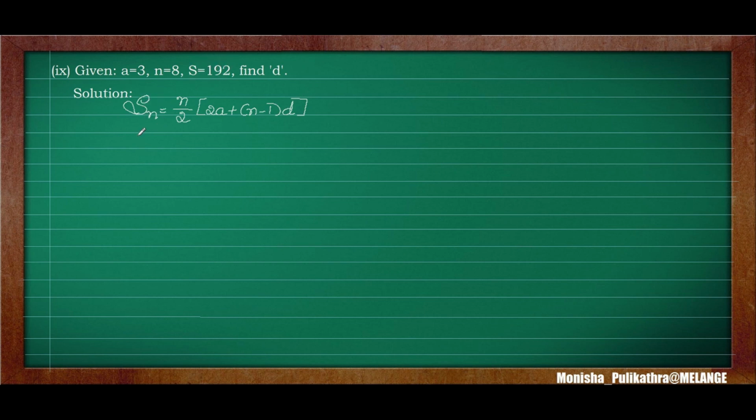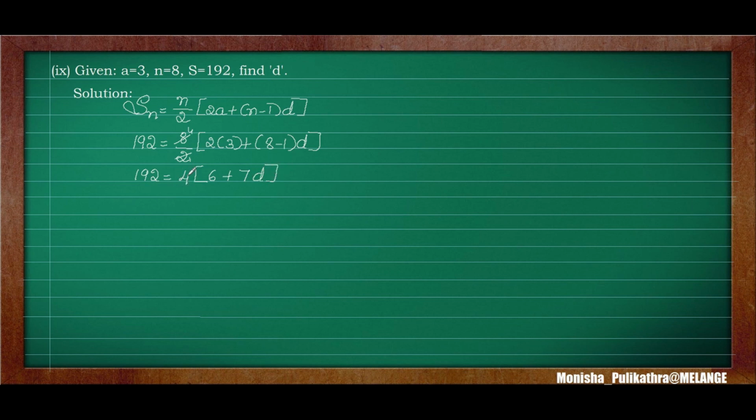So S is 192, that is 192 is equal to, n value is 8, so 8 by 2 into a value is 3 plus 8 minus 1 into d, we need to find out. So 192 is equal to, here 2 4s are 8, into 2 3s are 6 plus 8 minus 1 is 7d.